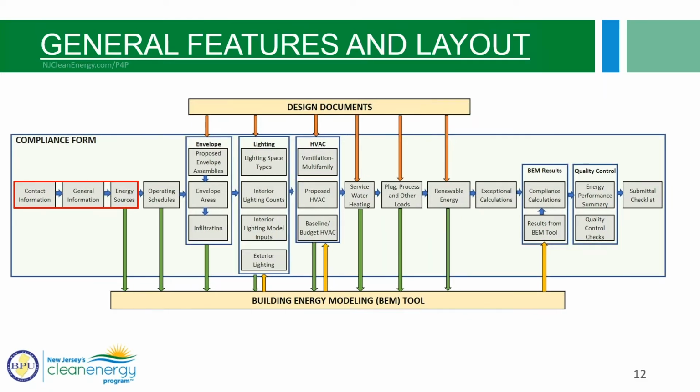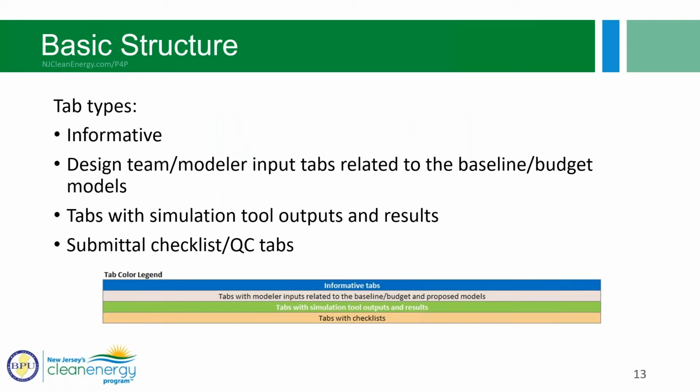All right, we're going to start with a discussion of some of the general features and the general layout. So we're going to touch on the tabs outlined in red that you see here. First, we have the basic structure of the compliance form. The tab colors vary depending upon the type of tab input required. The blue tabs, that color blue you see here, do not require inputs from the design documents or from model output reports.